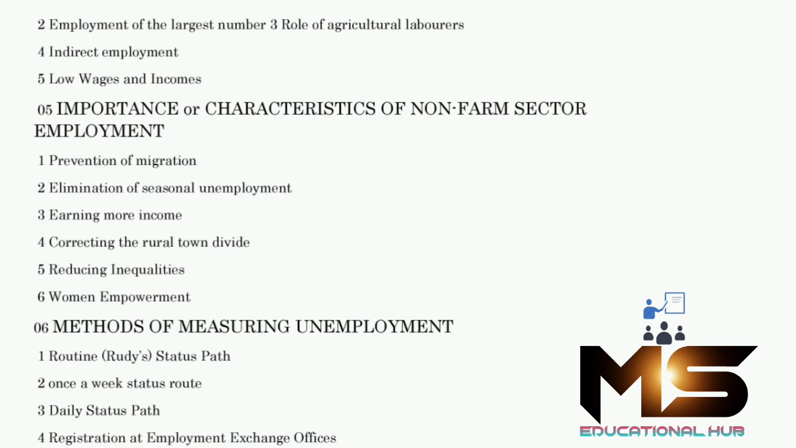Then the next heading will be methods of measuring unemployment. How to measure unemployment? The first one, usual status, which in Kannada we say Rudi. Then once a week status, in the sense that weekly they are counted as unemployed. Then daily status. Then registration at the employment exchange office. When we see the number of people registered in the employment exchange offices, then we are able to measure unemployment in our nation.